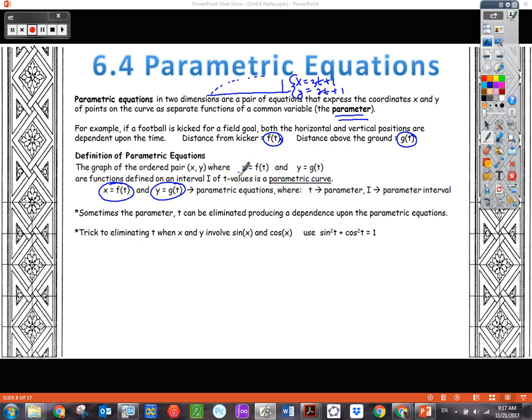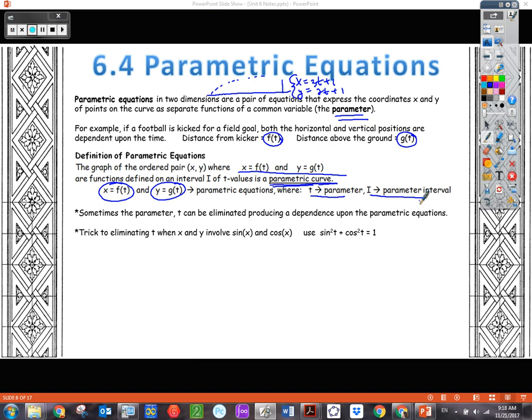Okay, so that is a parametric equation. So we have 2, an x equation and a y equation. These are called parametric curves. Even if it's a line, they're still called parametric curves. That's just what they're called. Where t is our parameter and I is our parameter interval. Okay, so that's the new type of equation we're looking at today, parametric equations.